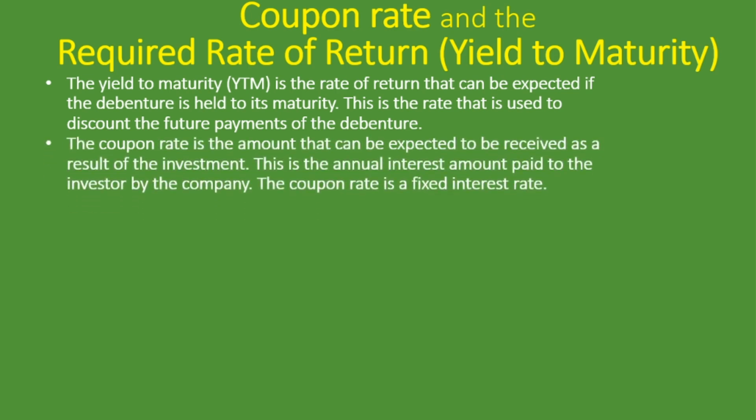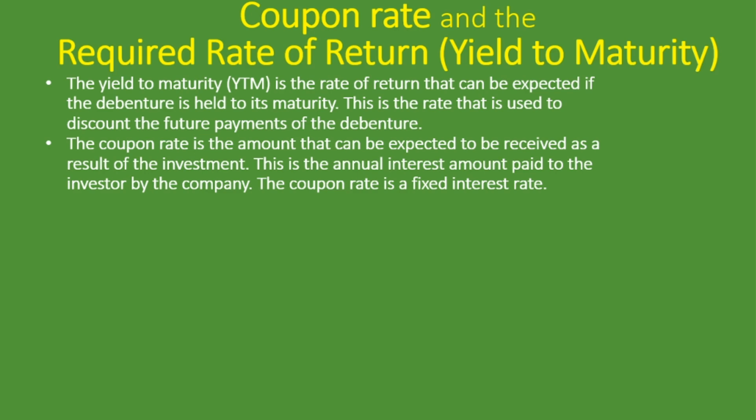A coupon rate, on the other hand, is the amount that can be expected to be received as a result of the investment. This is the annual interest amount paid to the investor by the company. The coupon rate is a fixed interest rate. So when you're given the yield to maturity and you're given the coupon rate, you'll take the coupon rate multiplied by the face value of the debenture to get the interest you'll be receiving from the company. So the coupon rate is basically the interest rate that you'll be receiving from the company on an annual basis.